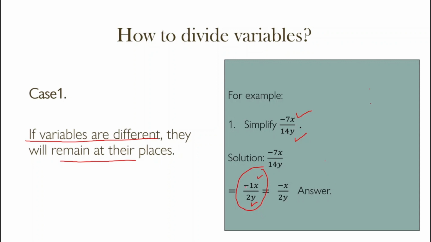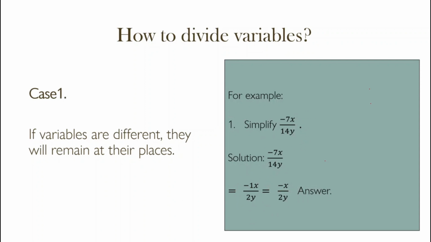But as we know, minus 1x means 1 times x. And any number multiplied with 1 is the number itself. Similarly, 1 times x is x only. That's how we are getting minus x over 2y as our final answer. I hope it's clear.